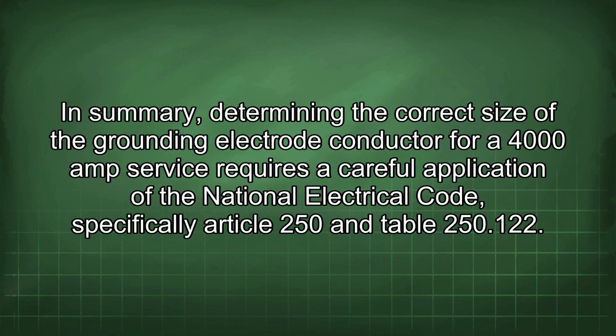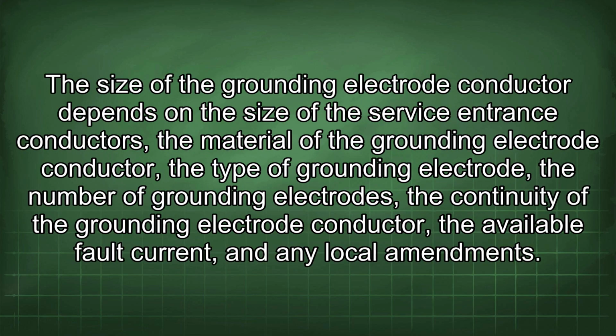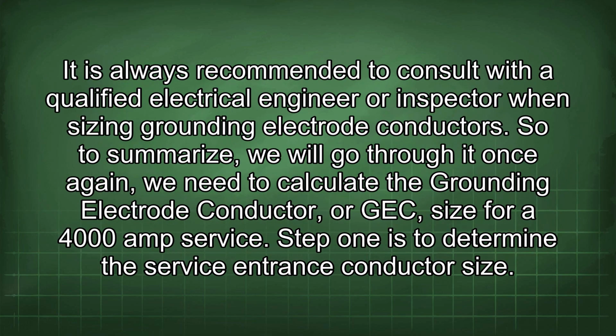In summary, determining the correct size of the grounding electrode conductor for a 4000 amp service requires a careful application of the National Electrical Code, specifically Article 250 and Table 250.122. The size of the grounding electrode conductor depends on the size of the service entrance conductors, the material of the grounding electrode conductor, the type of grounding electrode, the number of grounding electrodes, the continuity of the grounding electrode conductor, the available fault current, and any local amendments. It is always recommended to consult with a qualified electrical engineer or inspector when sizing grounding electrode conductors.